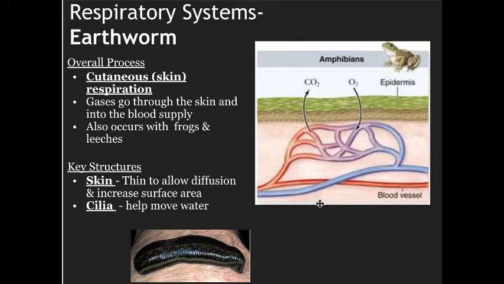Think about it. The skin is very thin. There's moisture in the skin, which is a key structure. They have to be moist. The thin skin or wrinkled skin allows the surface area to be increased. More surface area is more oxygen coming in, more getting in the bloodstream, getting rid of more CO2. So increasing surface area is really key. They also have cilia. Cilia can help with a lot of things, but here they help move water and other things throughout the organism's system.